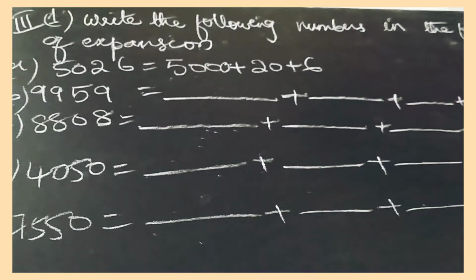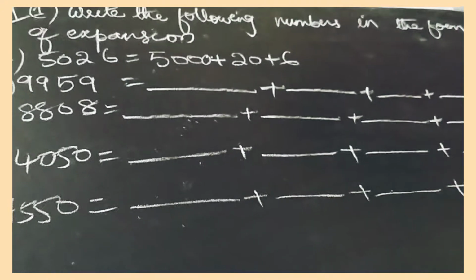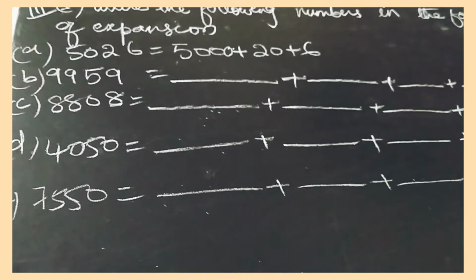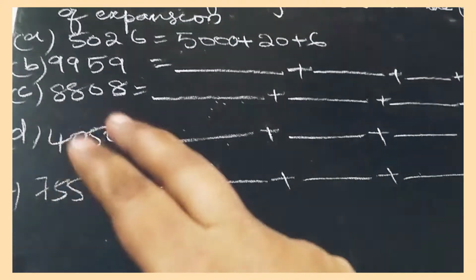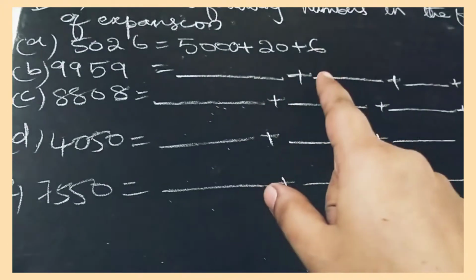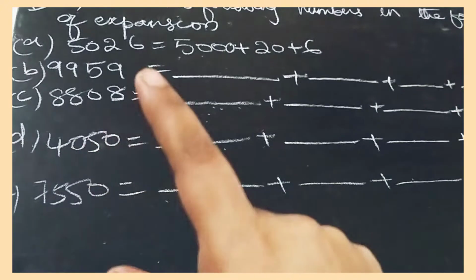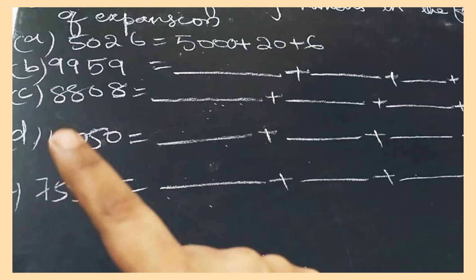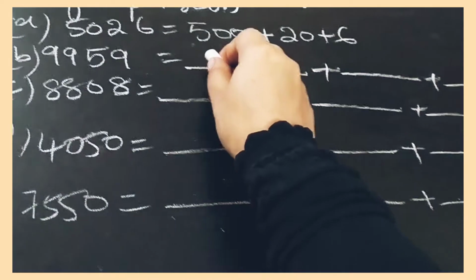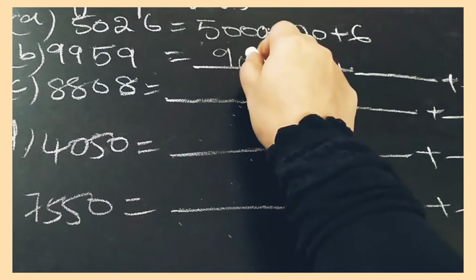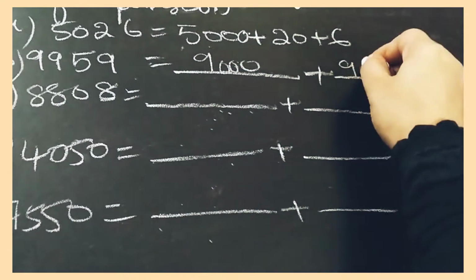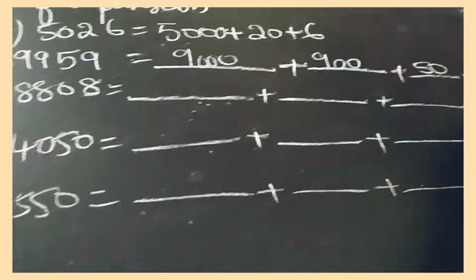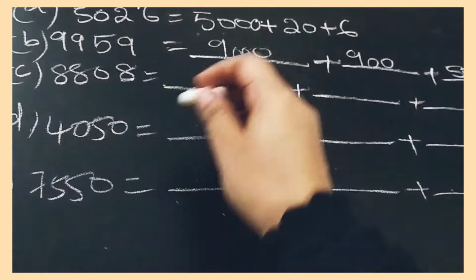Third bit, first sum is: write the following numbers in the form of expansion. Okay, first sum, one example is given for you. First one is 5026. Okay, 5000 plus 20 plus 6. Okay, so next sum is 9,959. So you have to write here 9,000, here 900, here 50, here 9. Okay, here 59. Next is 8,000.